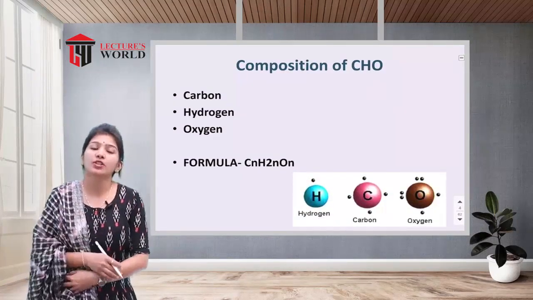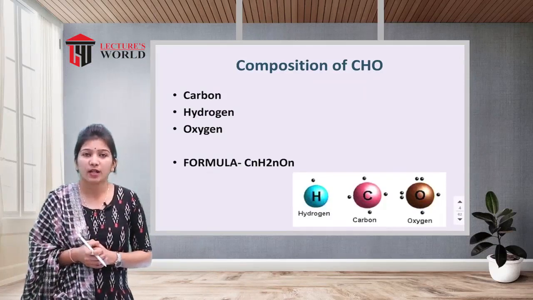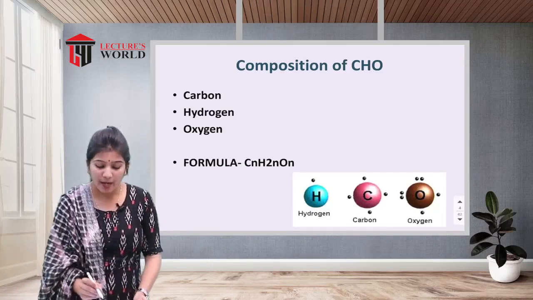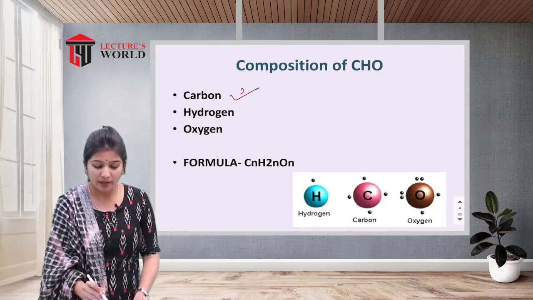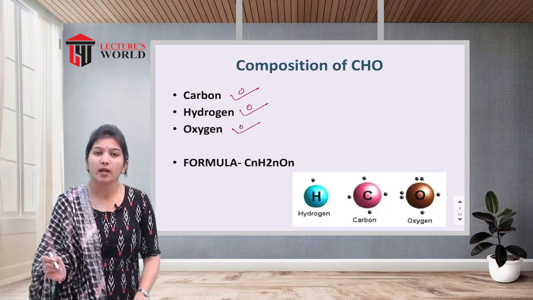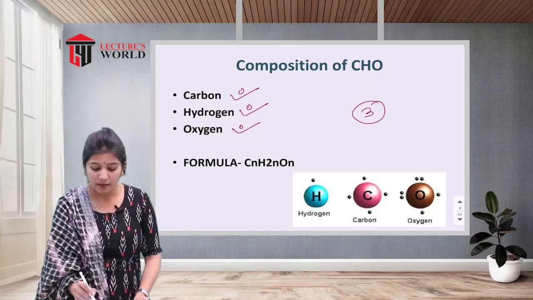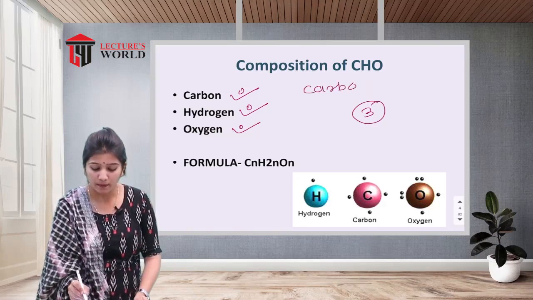Next is the composition of carbohydrate. As we have discussed in the definition of carbohydrate, carbohydrate is made up of carbon atoms, hydrogen and oxygen. So carbohydrate is made up of three things.